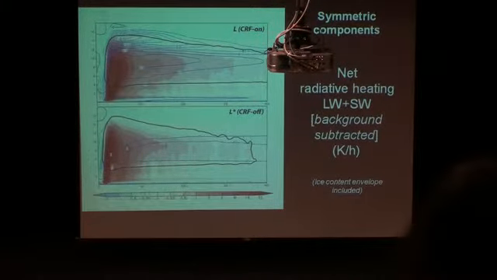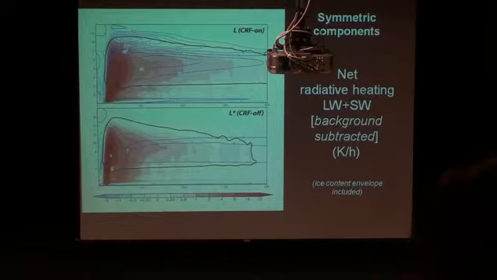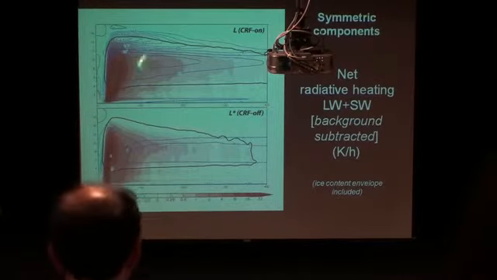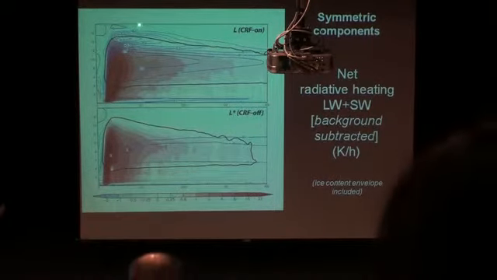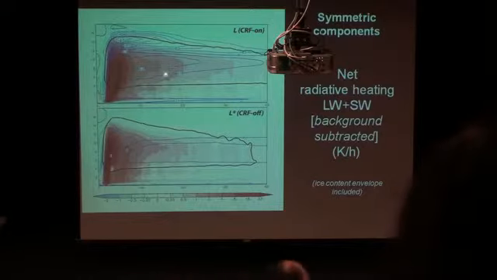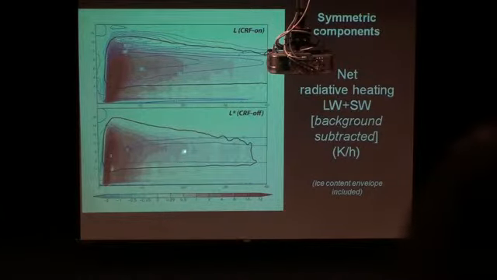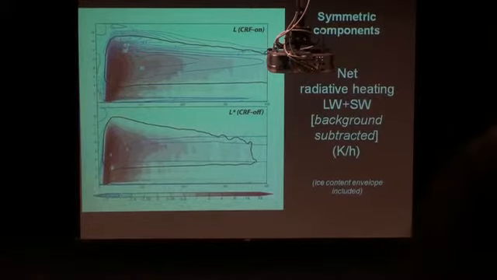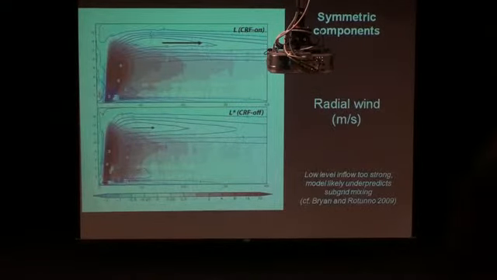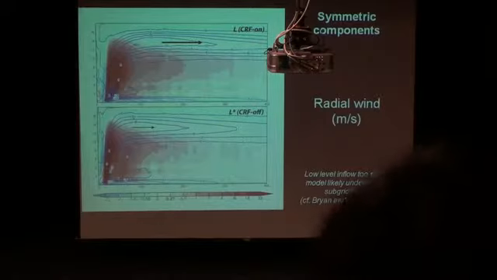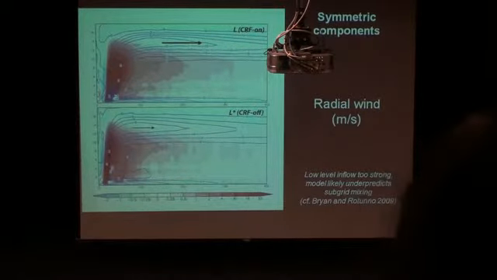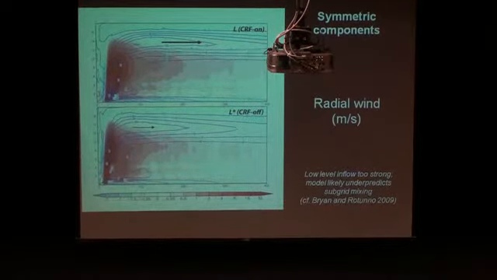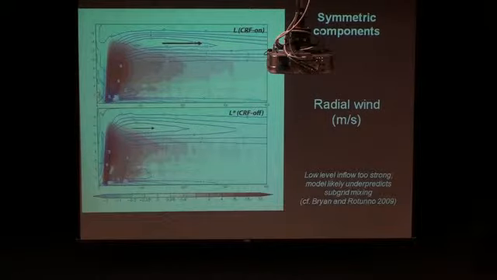This is the net radiative heating from long and short wave, and if I focus on this, I can see that I have cooling at the anvil top, I have some heating beneath, and that's missing in the CRF off case because I have neglected it, so there are some differences here. With respect to the radial wind, there's stronger radial outflow in the CRF on case relative to CRF off.